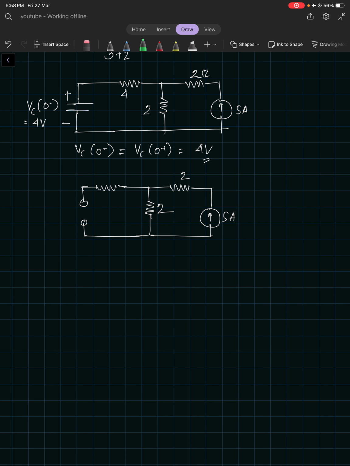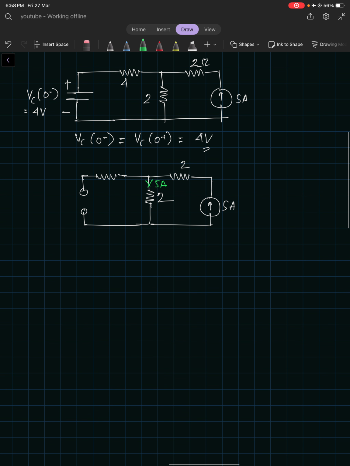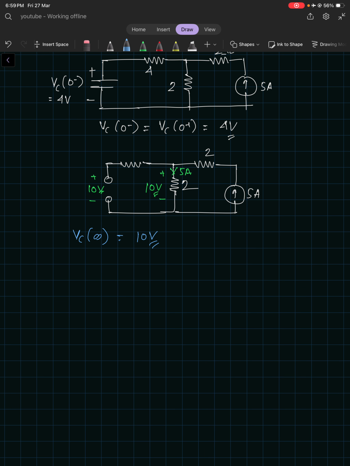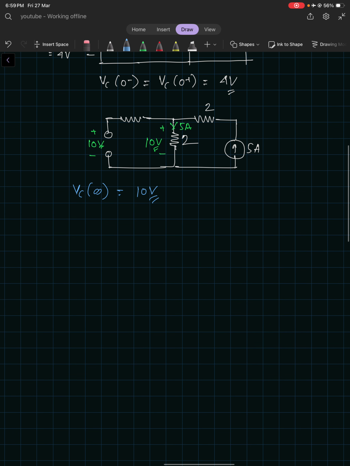So at a large time, all this 5 ampere will flow through this. It means a voltage drop of 10 volts will be there, 5 into 2, 10 volts. So this capacitor would be charged to 10 volts, right? It means VC(infinity) would be 10 volts. Now this has become the second part: the first part was the initial condition of 4 volts, and the steady state value is 10 volts. Now let's find out the time constant.